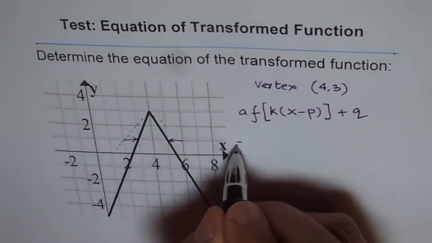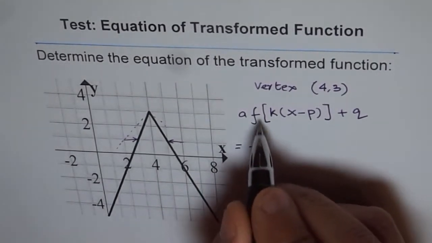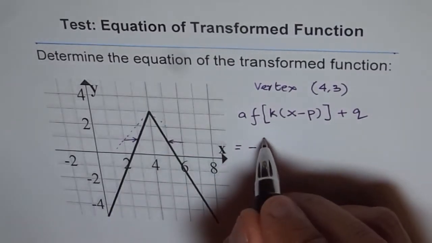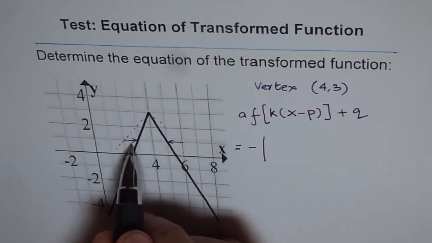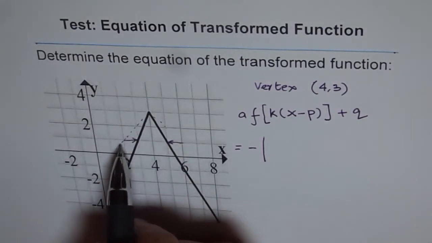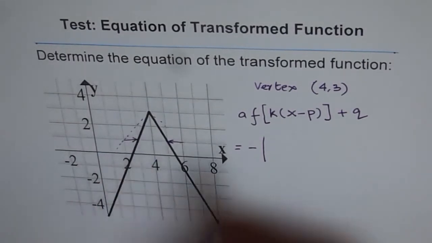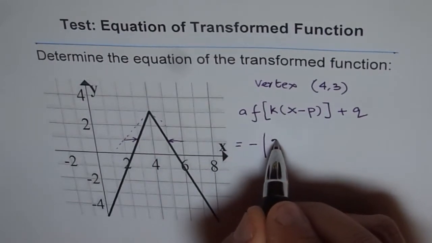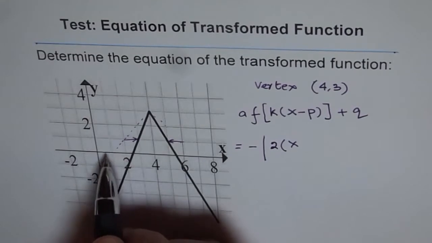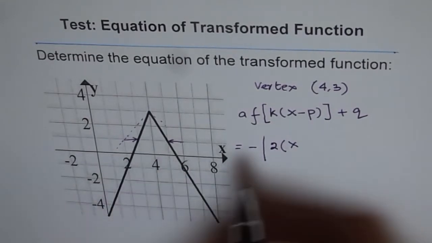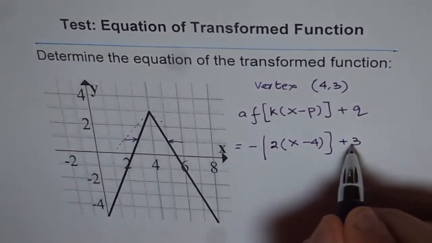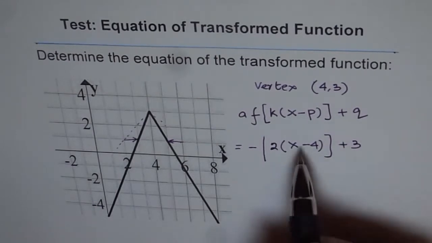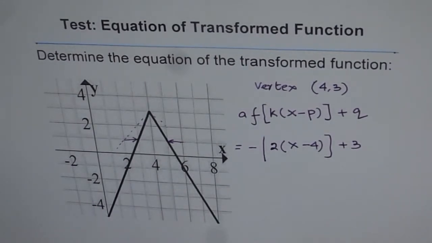So we can write one equation like this: a is minus, and the function given to us is the absolute value function, so let's write the absolute value function, and k, we are treating this as horizontally compressed by a factor of half, right? So it was 2, it came to 1, so by a factor of half, that means k is 2 for us. For x, it has moved p units, that is 4 units to the right, and 3 units up, plus 3. So that equation fits this given graph.